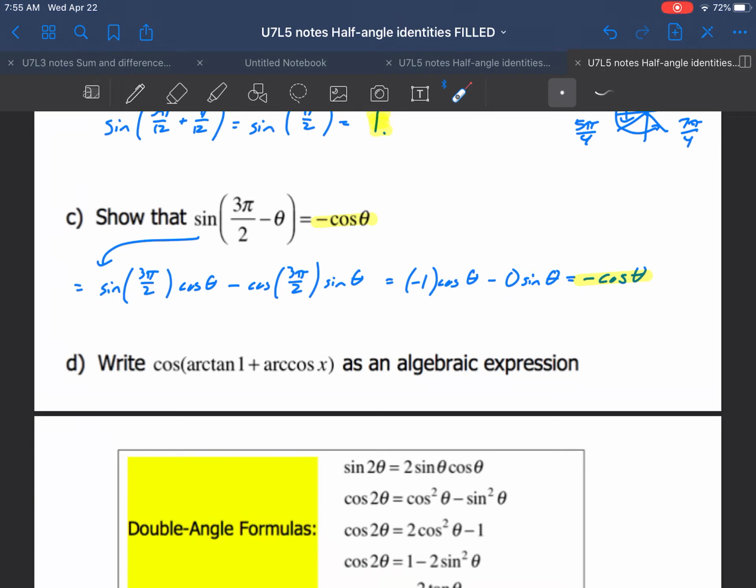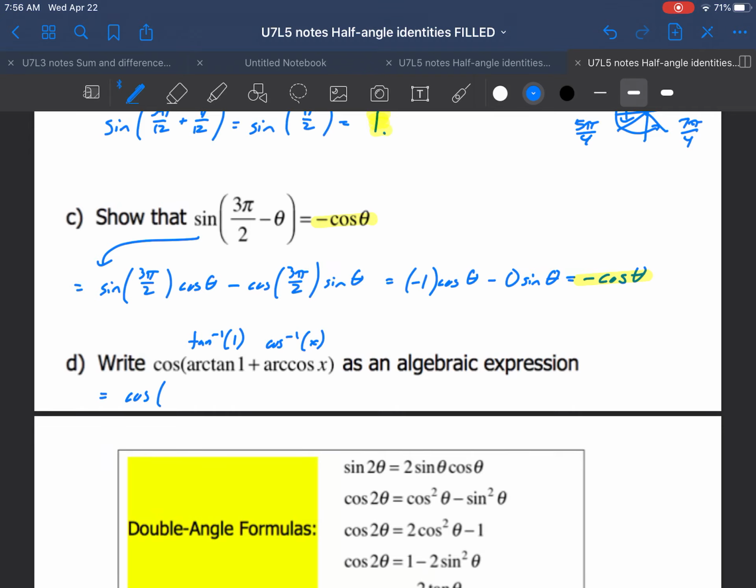Okay, last one, right? Cosine of arctan 1 plus arc cosine x as an algebraic expression. Wow. All right. So first thing is to remember that these notations are really the same exact thing as using this other notation for inverse trig. Okay? So what I'm going to do is use cosine a plus b, right?